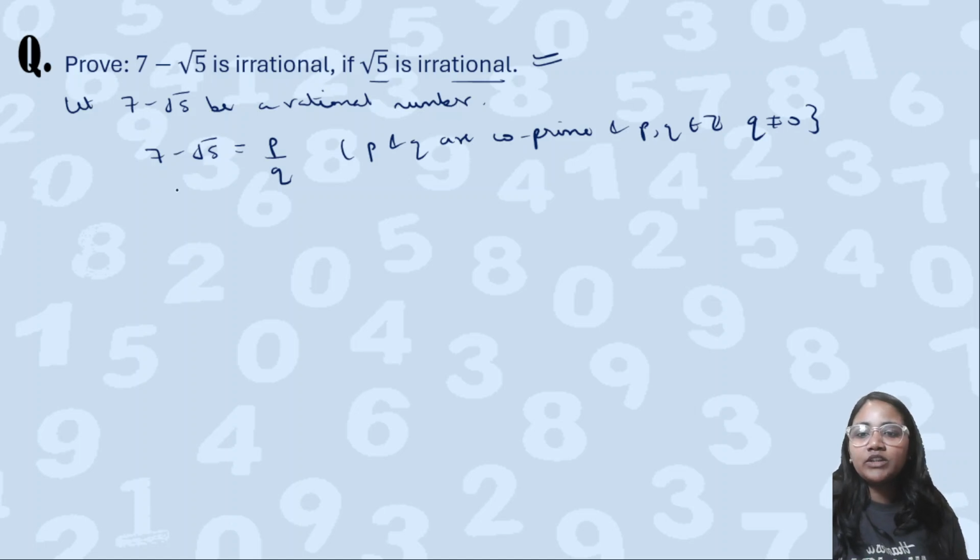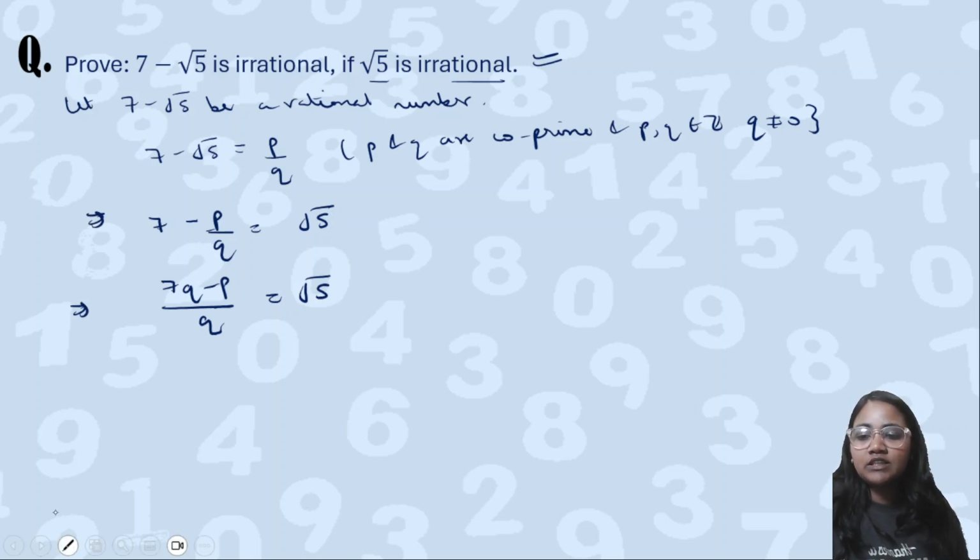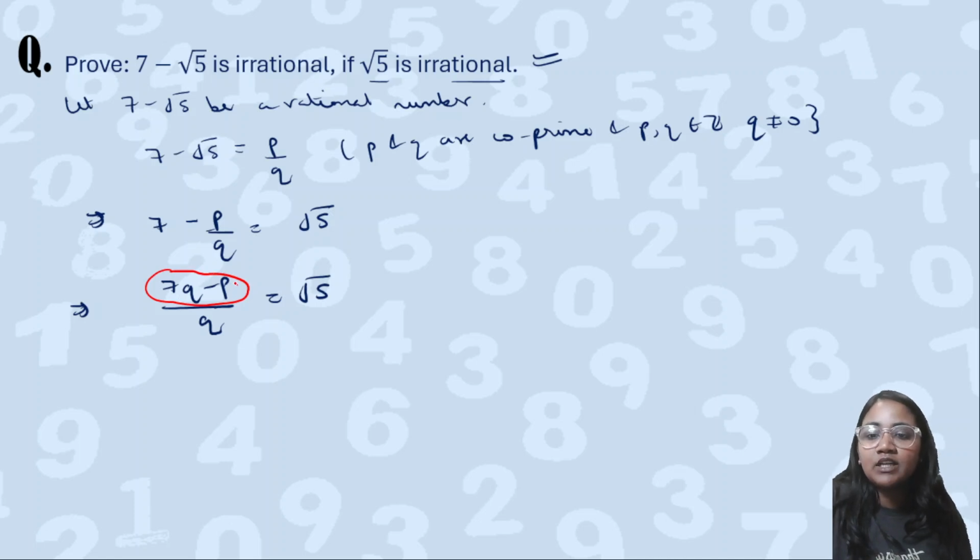Okay. So what can we see? Let's take p by q here and root 5 here, because we know that root 5 is given to us as irrational. So what we will get here is (7q minus p) upon q is equal to root 5. Can you see some contradiction here? Yes, because you can clearly see that since p and q are integers, of course anything we do will give an integer, because integers follow the closure property, right? So we can see this is also an integer and this is also an integer.